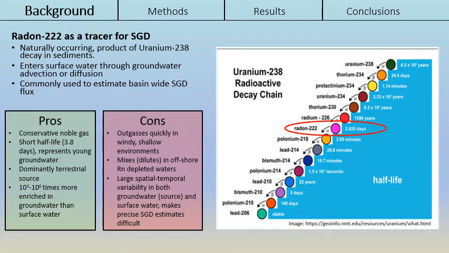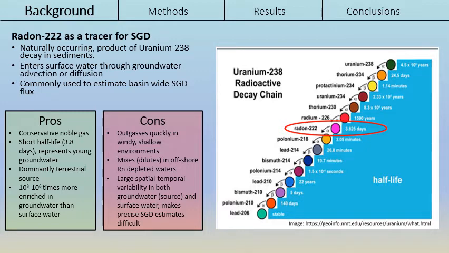First of all, on the pro side, it's a conservative noble gas, so it doesn't react with anything. It has a very short half-life, representing very young groundwater, so it dissipates through decay very quickly. It's also dominantly terrestrial, and so it's enriched in groundwater compared to surface water, sometimes up to 1,000,000 times more than surface water.